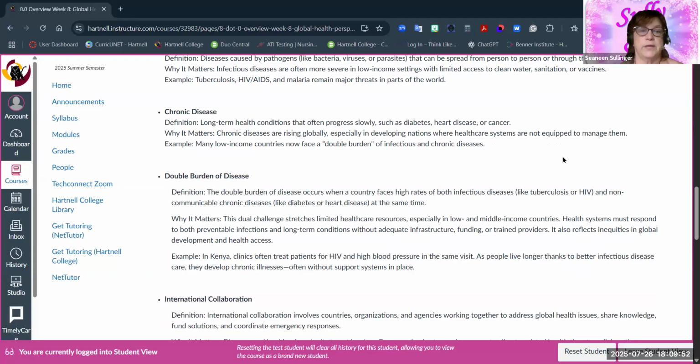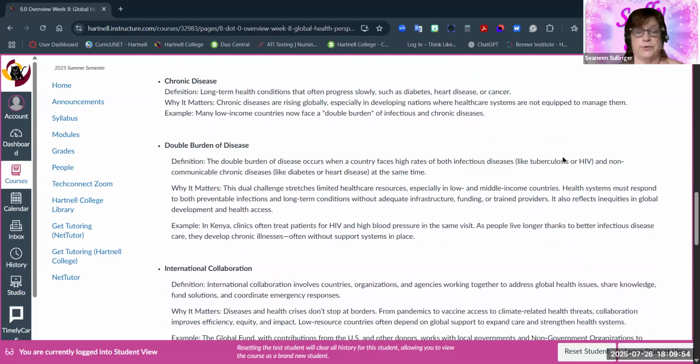Or even worse, do we have a double burden of disease, where a country faces high rates of both infectious and non-communicable, like chronic, diseases? So you might have a lot of HIV, as well as diabetes and heart disease at the same time. Then you're combating different types of illnesses that may require different types of prevention strategies as well as treatments.